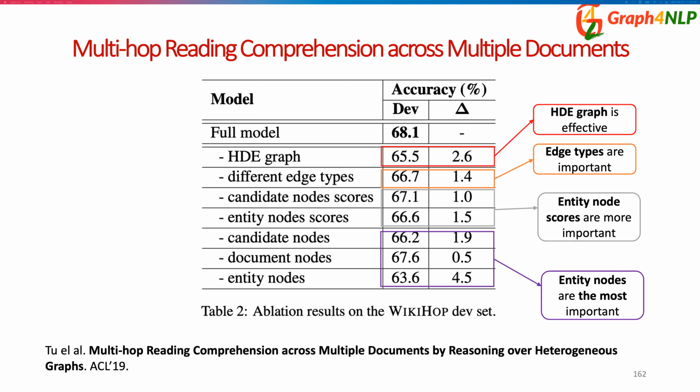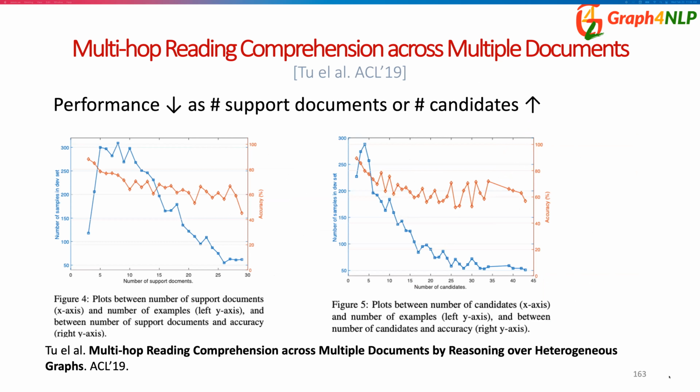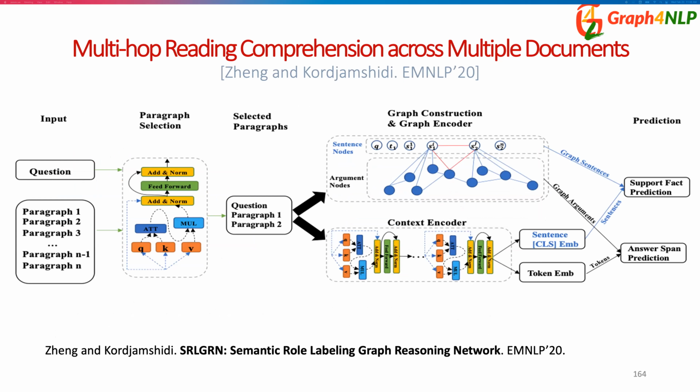So then we can also look at the model performance as the number of documents or candidates increases. Similar to what we have seen before, performance drops when the graph becomes more complex. This is very reasonable because more documents mean more entities and a bigger graph, and it is more challenging for reasoning. So it's really the same issue. When the graph becomes more complex, it's just more challenging.